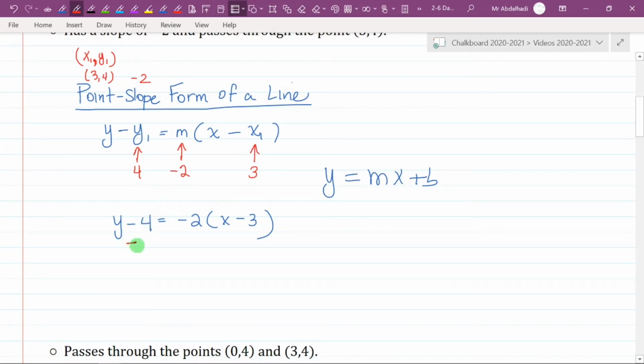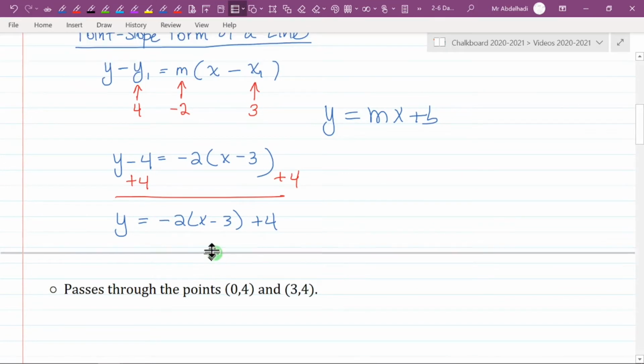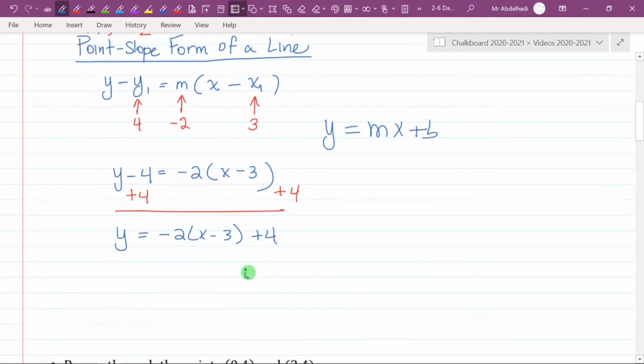How do you get rid of this -4? Well, you can just add 4 to both sides. And now you have y equals, which is what you want. But then you have this -2 times x minus 3 plus 4. Okay, that still doesn't look like y equals mx plus b, but it's getting closer. Now what can you do?